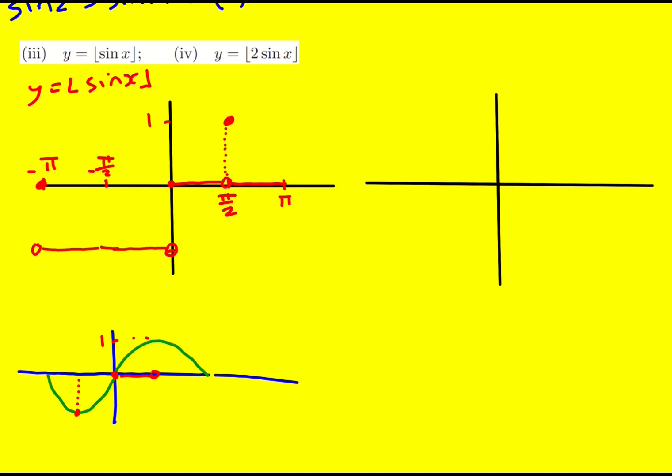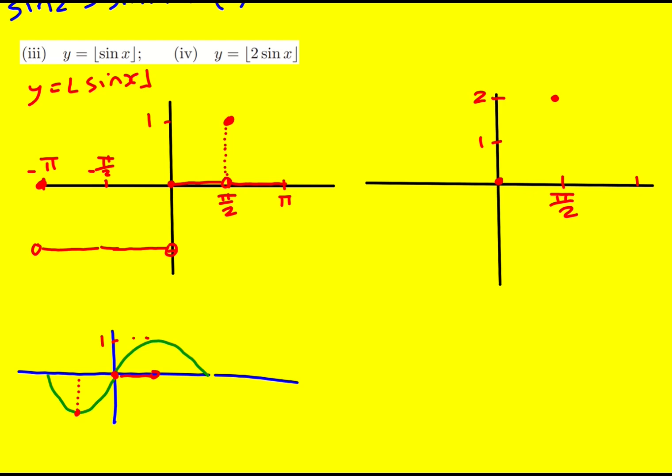Okay, so some points we can put straight on. At 0, sine is 0, so we're going to get 0 here. At pi over 2, it's going to jump up to 2 actually. Because sine of pi over 2 is 1, and 2 times 1 is 2, but that is going to be the lone value at 2.